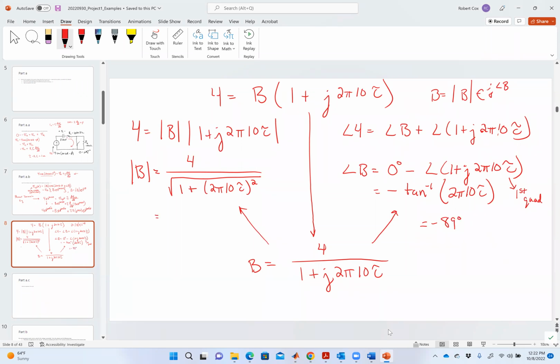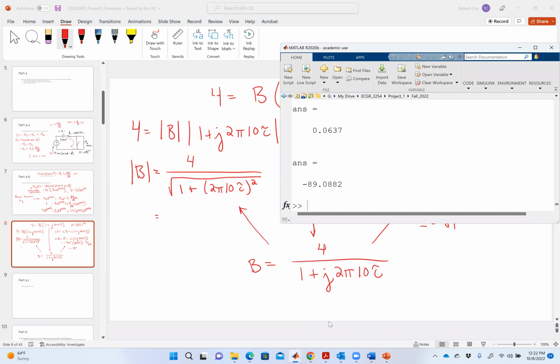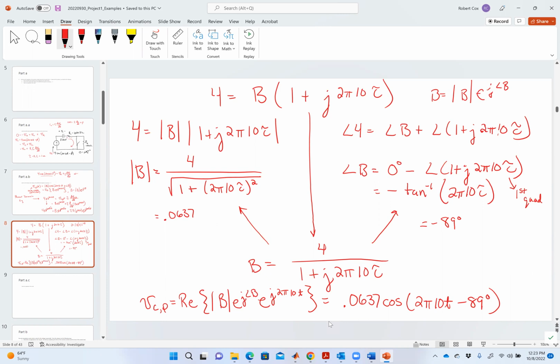And the magnitude is, what did we say it was? 0.0637. So that tells me at the end of the day that my V sub C steady state is the real part of the magnitude of B times e to the j angle of B times e to the j 2 pi 10t, or simply 0.0637, which is the magnitude, times cosine of 2 pi 10t minus 89 degrees. That's our steady state solution. We don't need to find the transient.